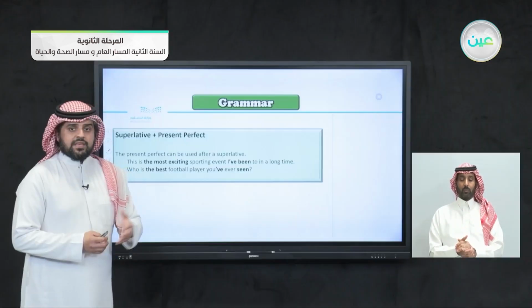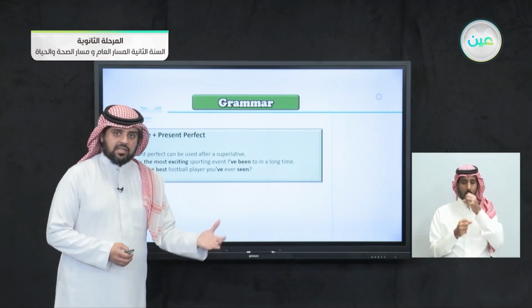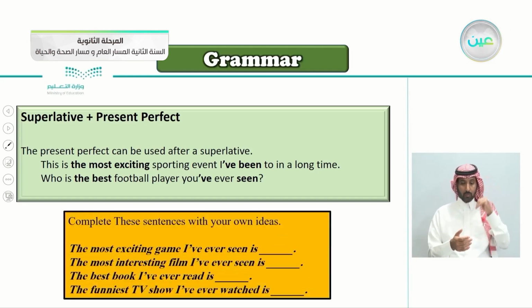You can say this is the best sandwich I have ever eaten, for example. So this is the use of superlative plus the present perfect. This is the most exciting sporting event I have been to in a long time. Or use it in the question, who is the best football player you've ever seen?